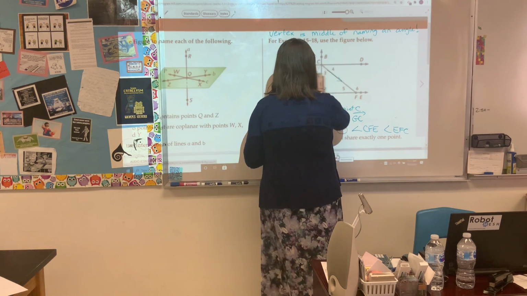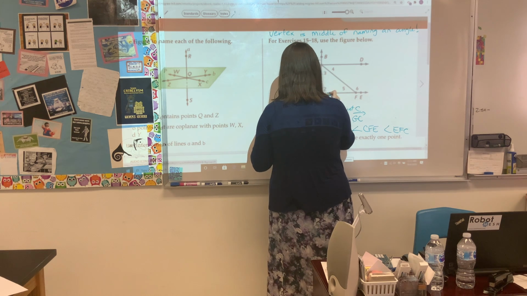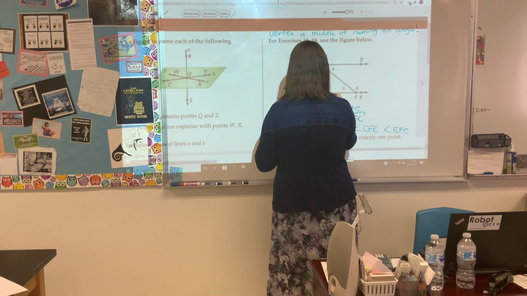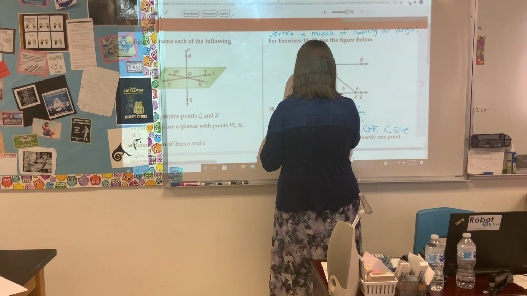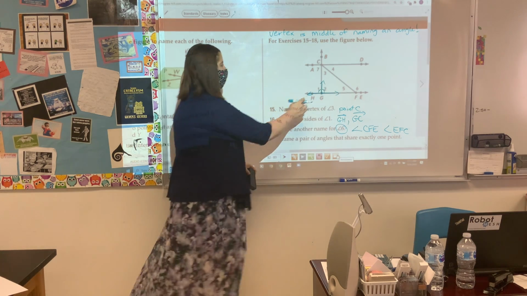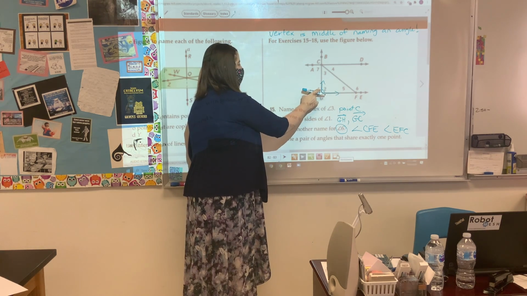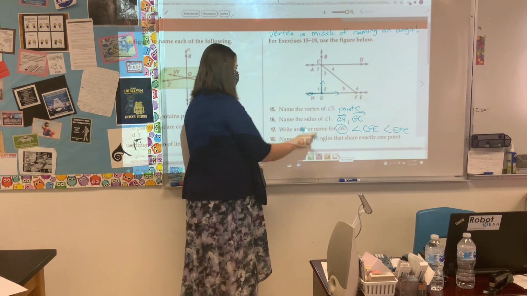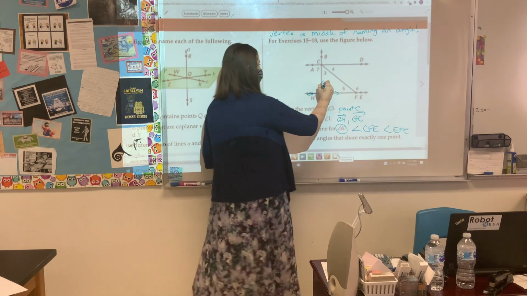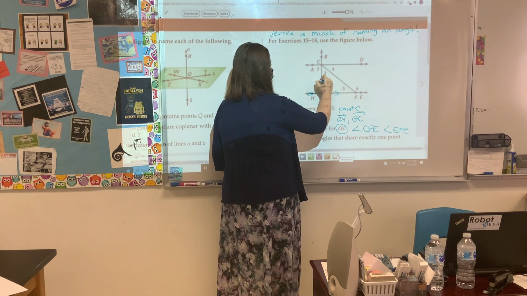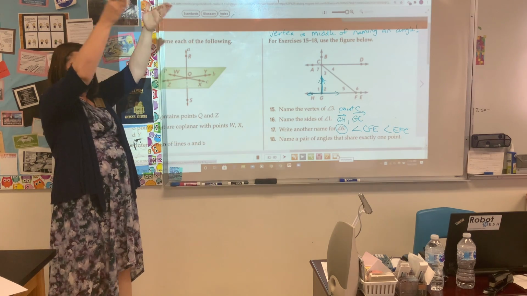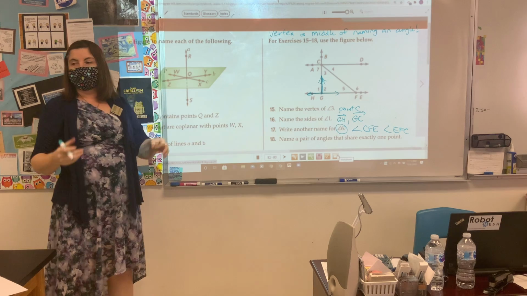Could it be this, where I go H, G, C, and C, G, F? Are these two angles, 1 and 2? No, they share more than one point. What other point do we share? Everything along this line. If you extend the line, they'll share C, and they're just going to keep sharing all the way up. They'll share B. They have to share only the vertex.